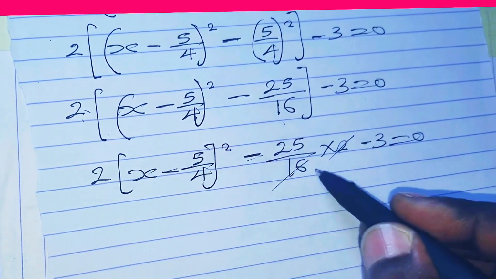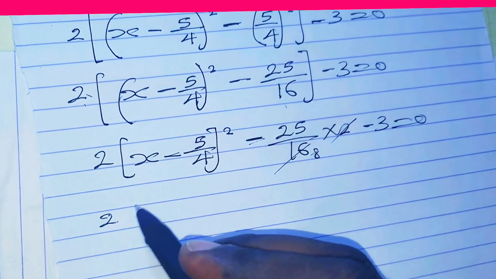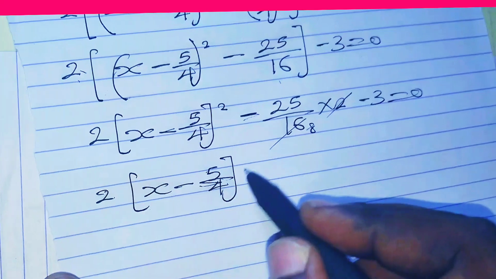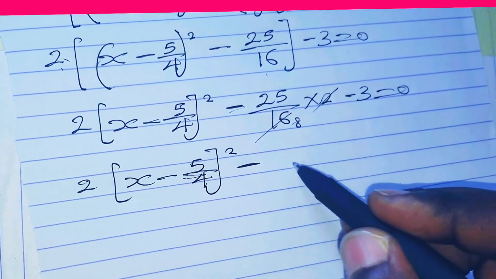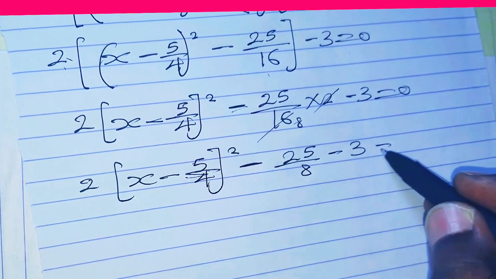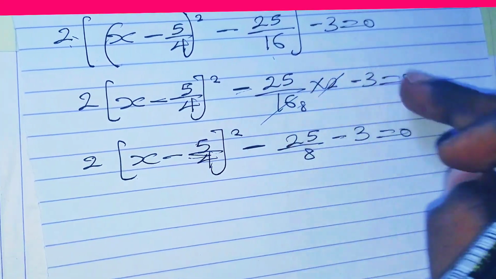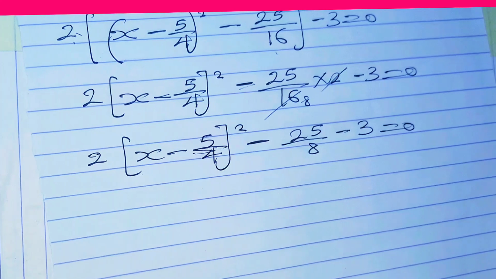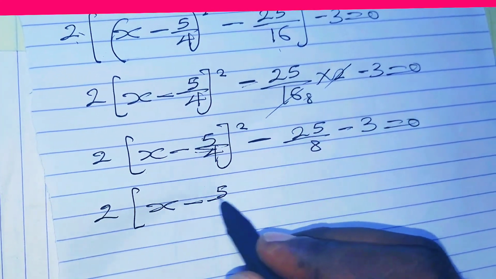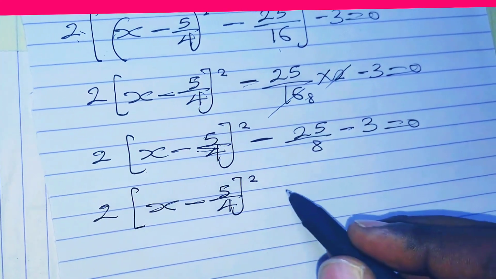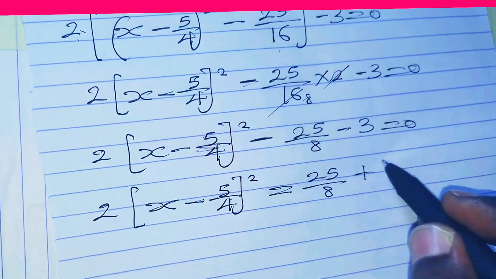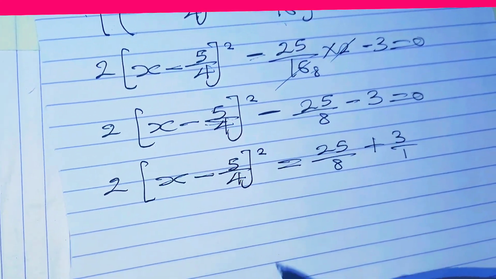So 2 here, 1, 2 here, 8. So we have 2 in a bracket x minus 5 over 4 squared, and then minus 25 over 8 minus 3 equal to 0. So we can just move everything here to the other side of the equality sign. So we have 2 in the bracket x minus 5 over 4 squared equal to 25 over 8 plus 3 over 1 this time around.